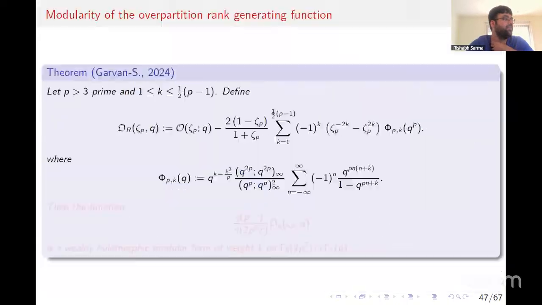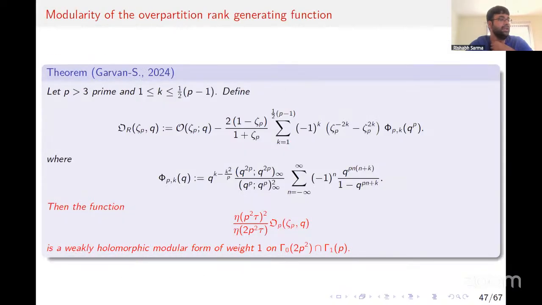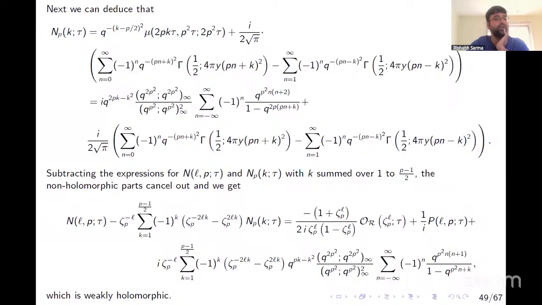which is why the adjusted rank generating function that I have defined over here is a weakly holomorphic modular form of weight 1 on this nice and large congruence subgroup, as I loosely explain in this summary of proof. As you can see, subtracting the expressions for these two, the non-holomorphic parts cancel out, and this is what we get, which is weakly holomorphic.